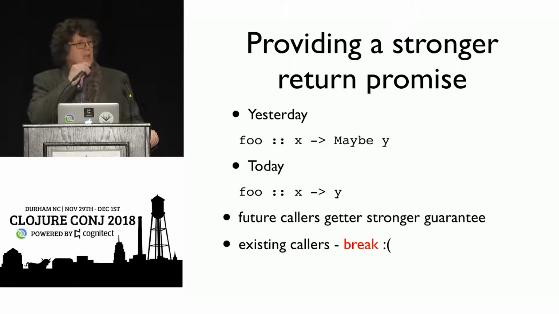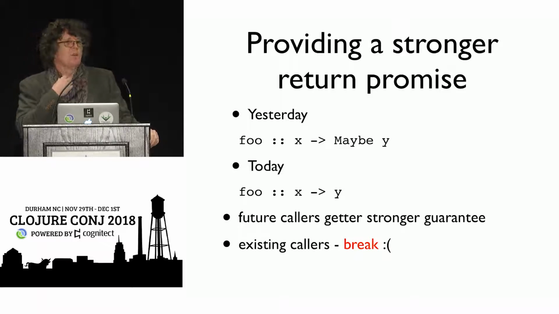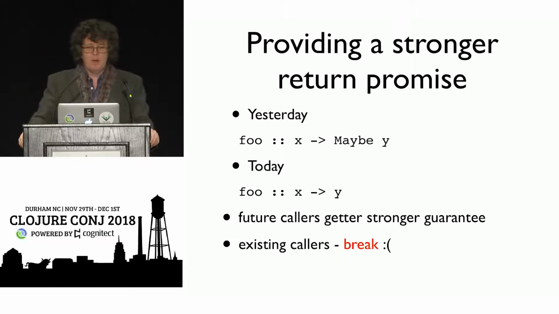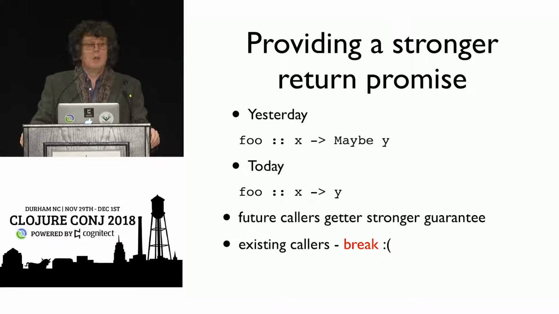Let's talk about providing a stronger return type. Yesterday, I wasn't sure if I could do the job in all cases. I wasn't sure I could provide a meaningful return value, so I took an X and I returned a Maybe Y. But today, I figured out how to give you an answer in all cases. And because when I was giving you that Maybe Y, you had to deal with it, I want future callers to have more certainty about what they're getting. So I want to make a compatible change of strengthening my promise.